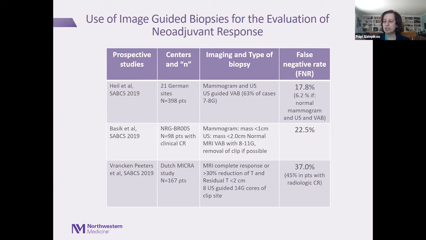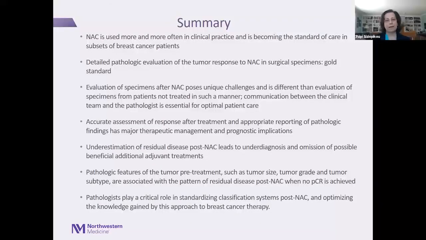These results suggest that at least for now, surgical excision of the tumor after neoadjuvant chemotherapy continues to be the preferred practice. So in summary, our take-home messages today are as follows. Neoadjuvant chemotherapy is used more and more often in clinical practice and is becoming the standard of care in subsets of breast cancer patients.